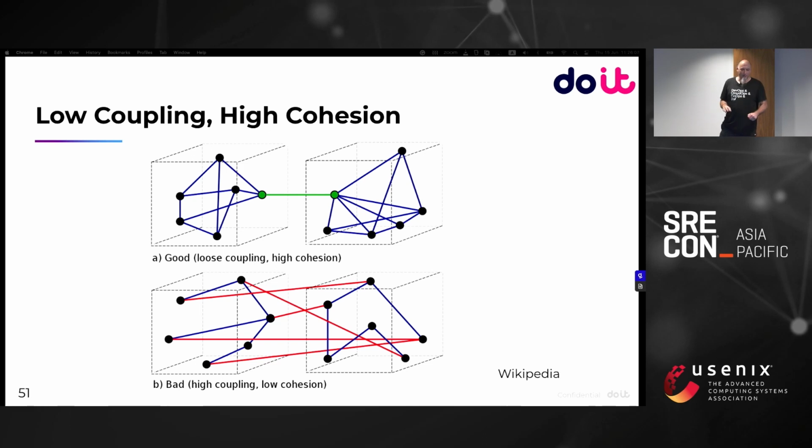The bad example down below is that the dots inside a box don't really talk to each other that much, so why are they together? And then in between the boxes, there are lots of those red lines, high coupling. So that's the abstract concept here.